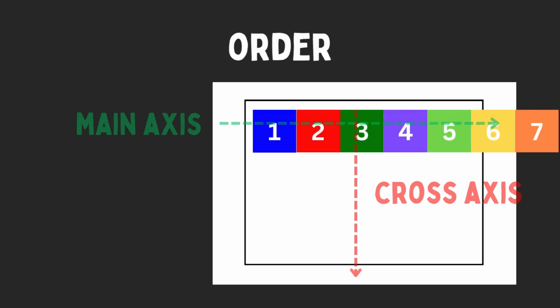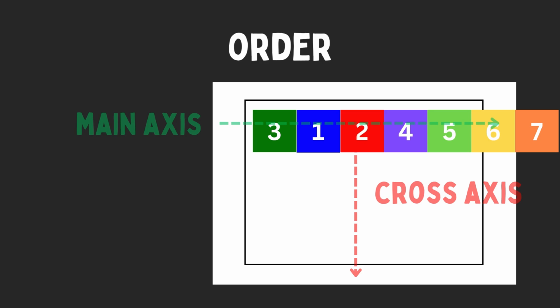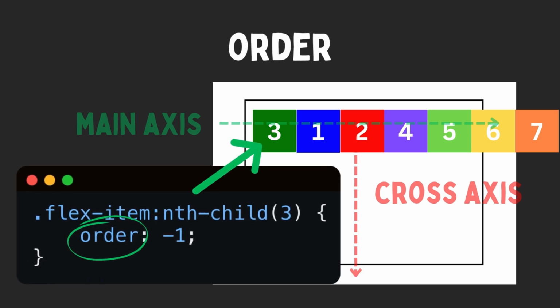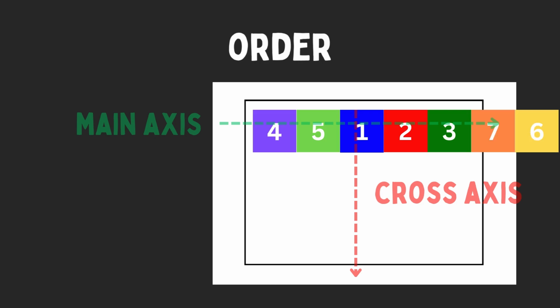By default, Flexbox displays items in the order they appear in the HTML. But what if you want to rearrange items visually without changing your HTML? That's where the order property comes in. Order allows you to change the position of your individual flex items along the main axes. This means you can visually rearrange items without touching the HTML structure, which is super helpful for creating dynamic layouts.